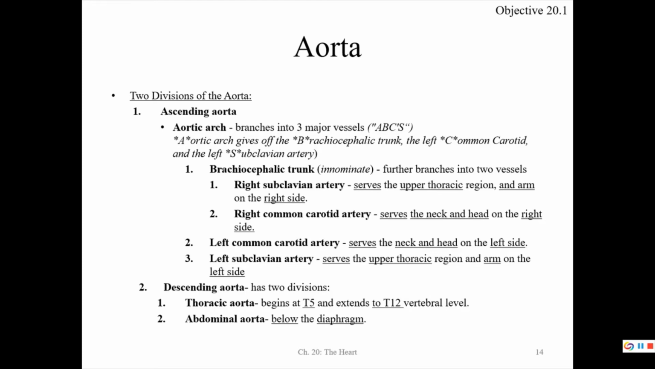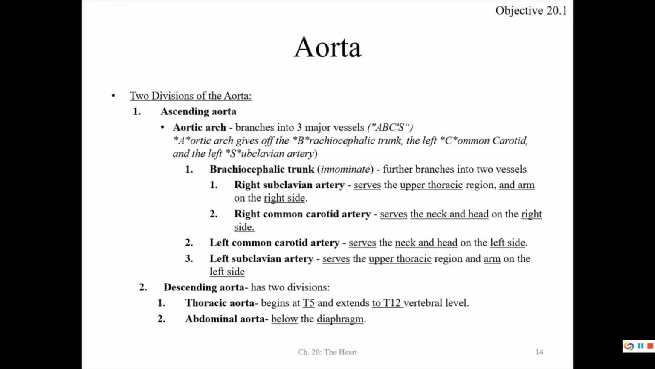You're probably wondering where they come from. The great news is that they come from the brachiocephalic trunk. The brachiocephalic trunk is sometimes called the innominate artery, which I don't like as a name. Innominate means no name, but it has a name. It's called the brachiocephalic trunk.